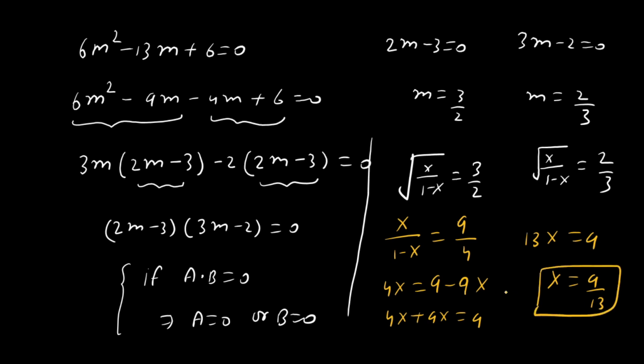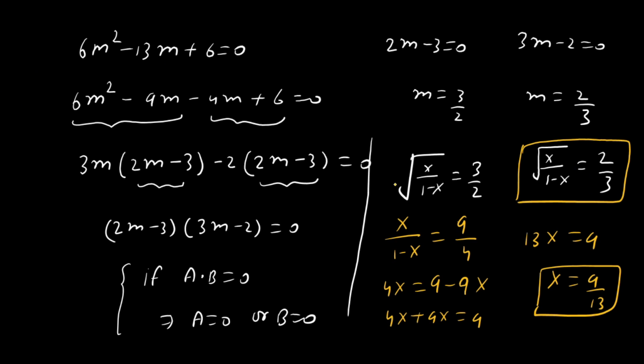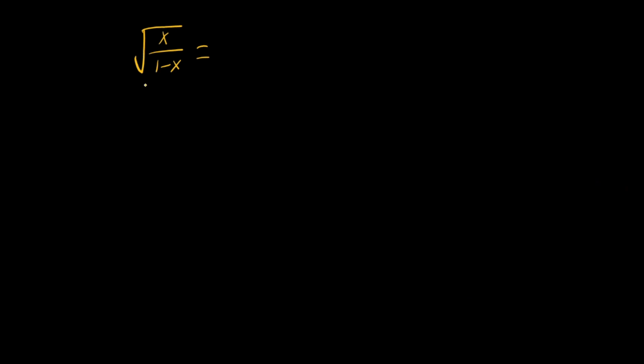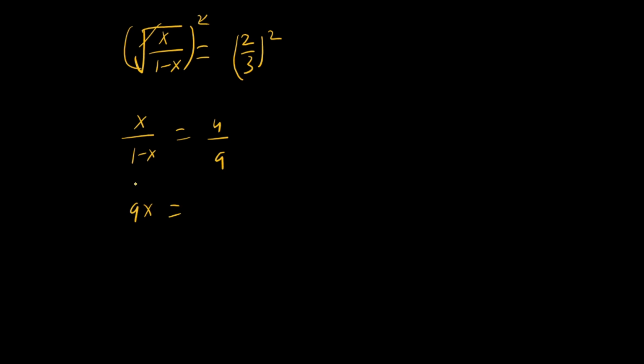Now if we take the second case, square root of x over 1 minus x is equal to 2 over 3. If we take square on both sides again, then on the left hand side this square is cancelled out by this square root, so x over 1 minus x is equal to 2 square is 4 and 3 square is 9. Here this 9 is multiplied by x, then we get 9 times x, this is equal to 4 multiplied by 1 minus x, then 4 minus 4x.